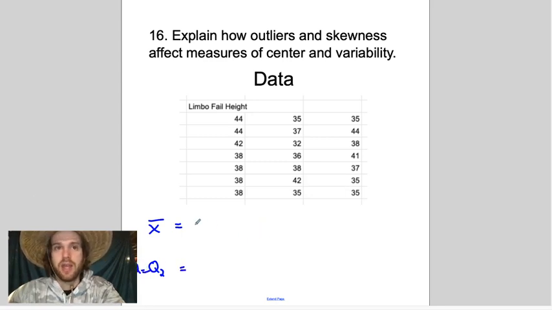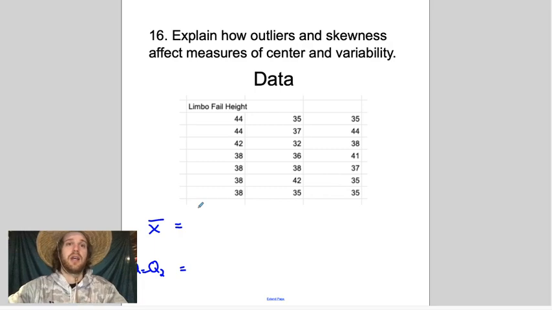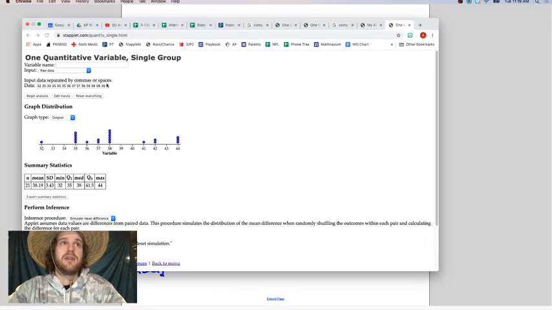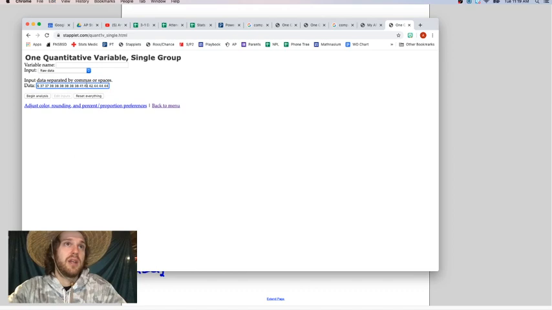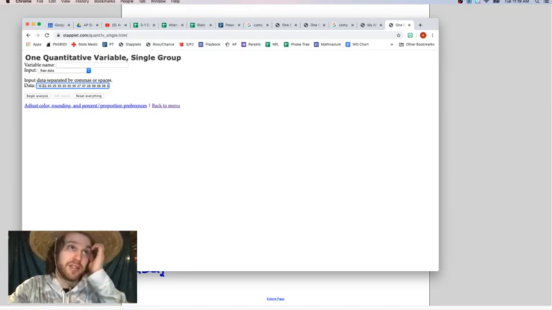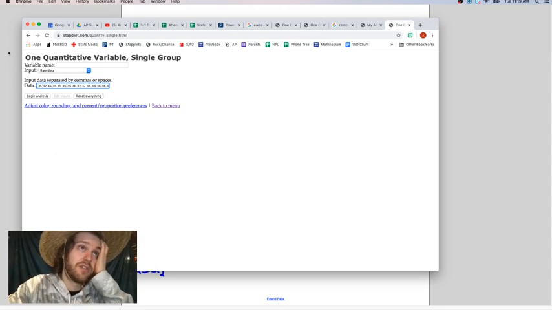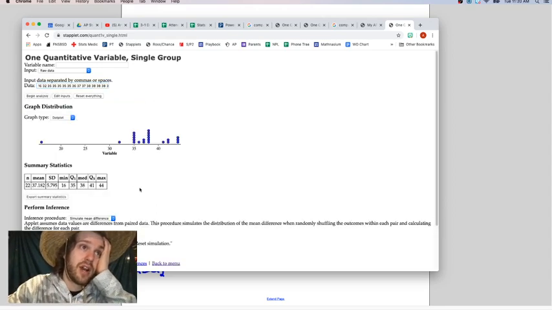So, for example, if we're looking at this data set and we added one more value, let's take a look at that. I'm going to go back to here and copy the data, and we're going to go back, do single group. I'm going to copy it in, and I'm going to add a lower value. Let's say someone was really good and we had the world record holder there, and he did it in 16, he failed at 16 inches for his limbo fail height. Let's look at our analysis now.